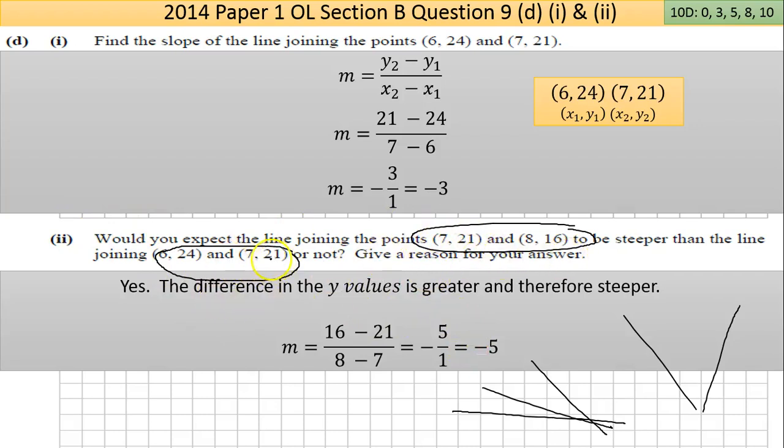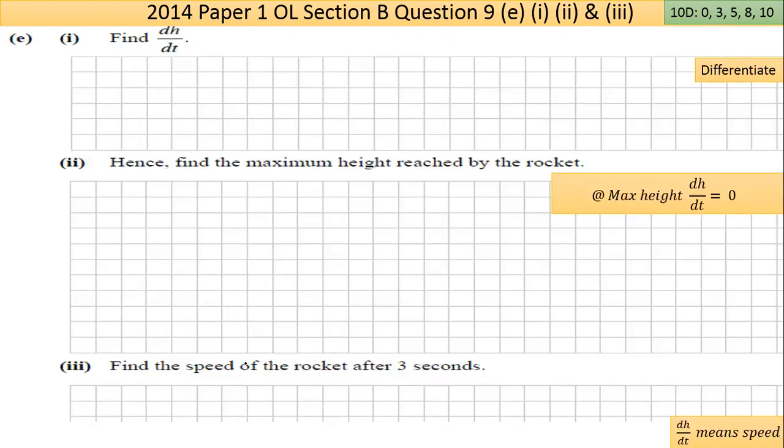If you look at the difference in the y values here, 24 take away 21 is a difference of 3. 21 take away 16 is a difference of 5. So your y values differ greatly, and therefore it should be steeper. Now I've given the actual calculation, no harm. It's an easy calculation to do, and I've proven that the slope is steeper. -5 is not larger than -3, but in terms of slope it is. So that's D part 1 and 2. Another 10 marks, or 55.